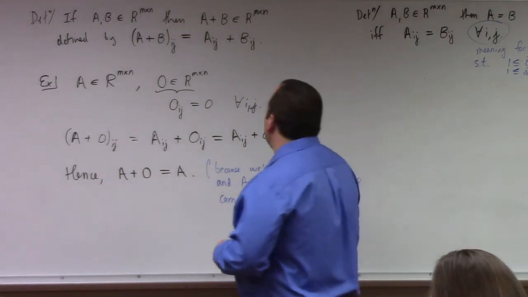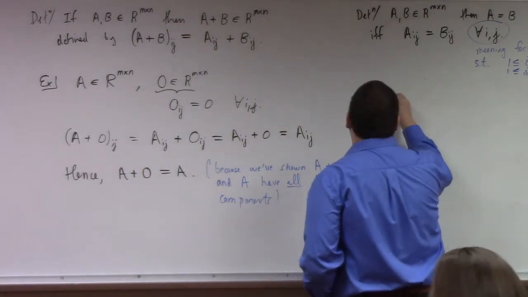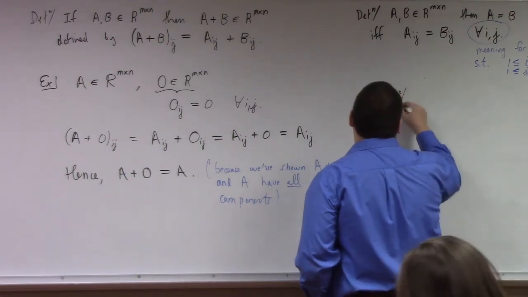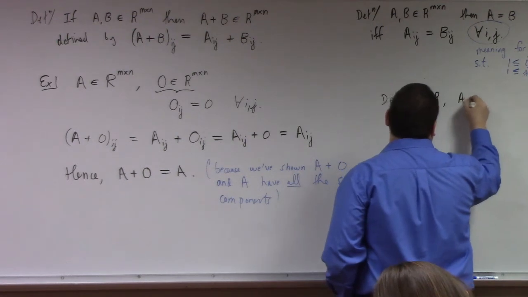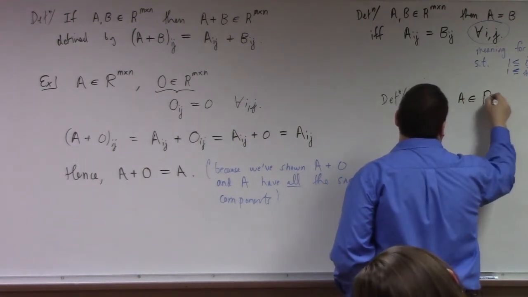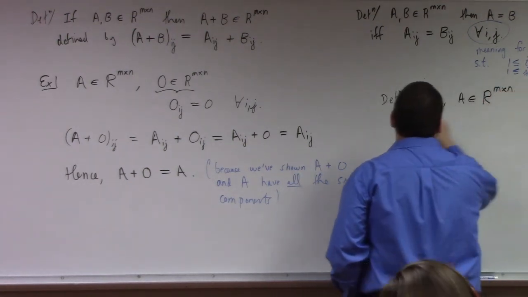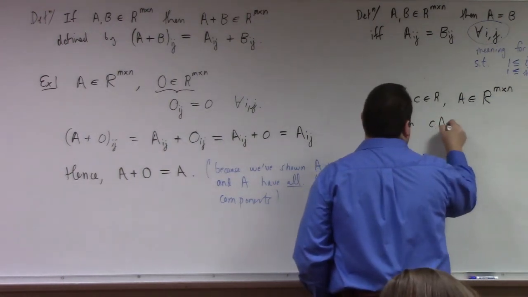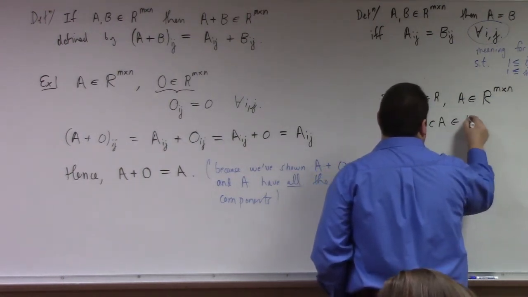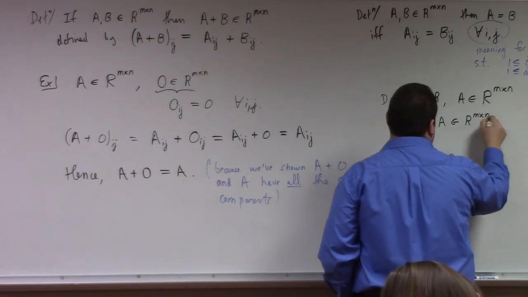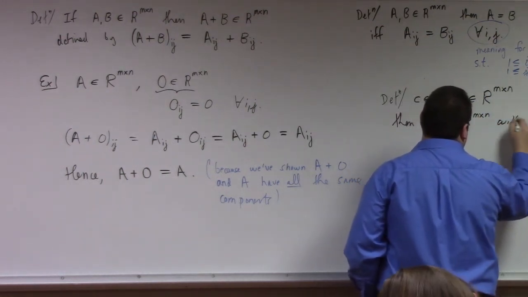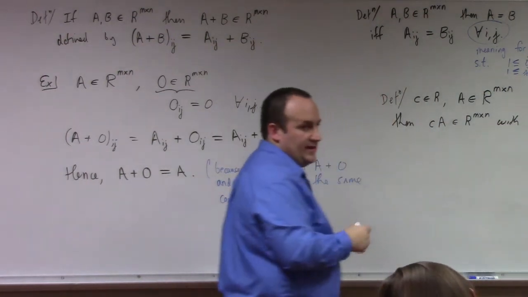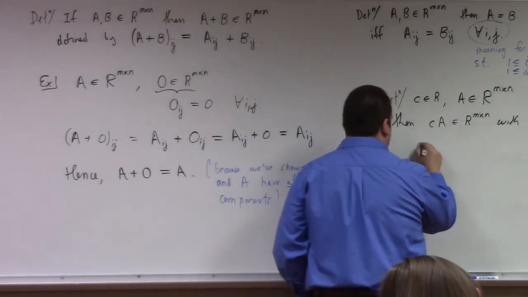I guess I should also throw another definition in here. What if we have a constant in the ring and A an m by n matrix? What would we mean by CA? CA is also going to be an m by n matrix, right? How are we going to define CA? What's the ijth component of C times A going to be?